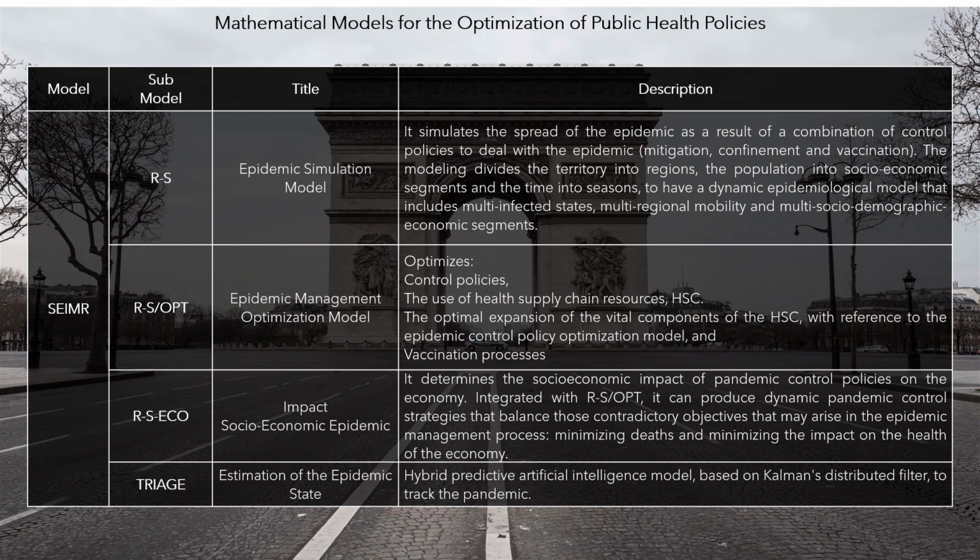Epidemic management optimization model. It optimizes control policies, the use of health supply chain, HSC, resources, and optimal expansion of vital HSC components. Epidemic socioeconomic impact. It determines the socioeconomic impact of pandemic control policies on the economy. Integrated with the optimization model, it can produce dynamic pandemic control strategies, which balance those contradictory objectives which may arise in the epidemic management process, such as minimizing deaths and minimizing the impact on the economy. Epidemic status estimation model. Hybrid predictive artificial intelligence model, based on Kalman's distributed filter, to track the real state of the pandemic.